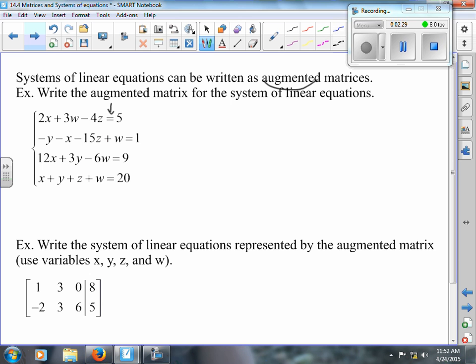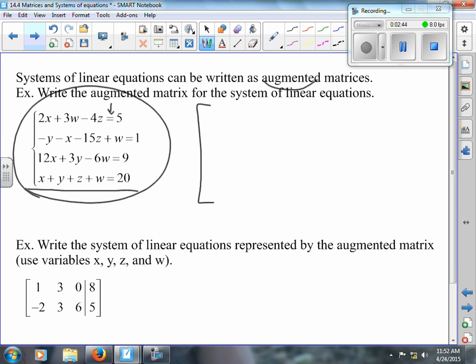Okay, so what we're going to do is take this system of equations and say, well, all that matters are these numbers. And so I have to put these in order here. We need to decide, let's go by this bottom row here. We're going to put the x's in the first column, the y's in the second, the z's in the third, and then we'll put the w's in the fourth column. And so if you look at the first equation, I have 2 x's, 3 w's, and negative 4 z's. There are no y's, so I'll put a 0 there.